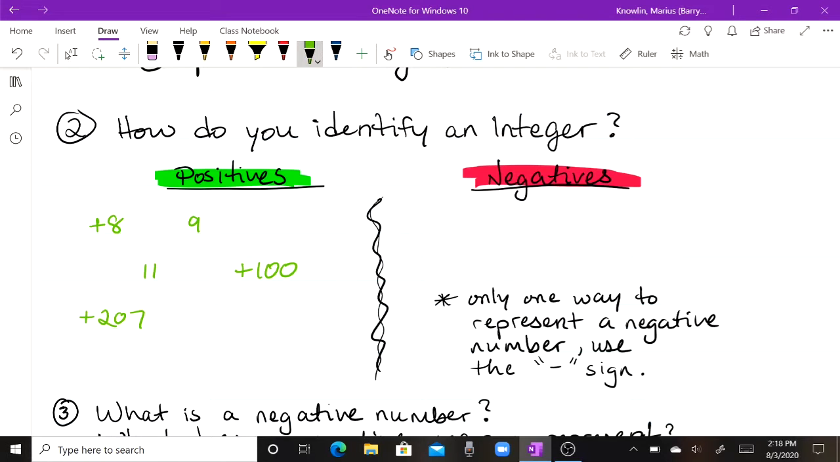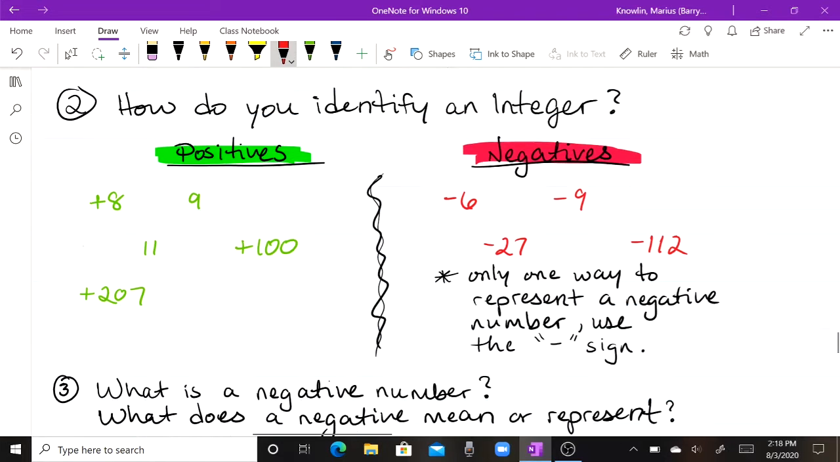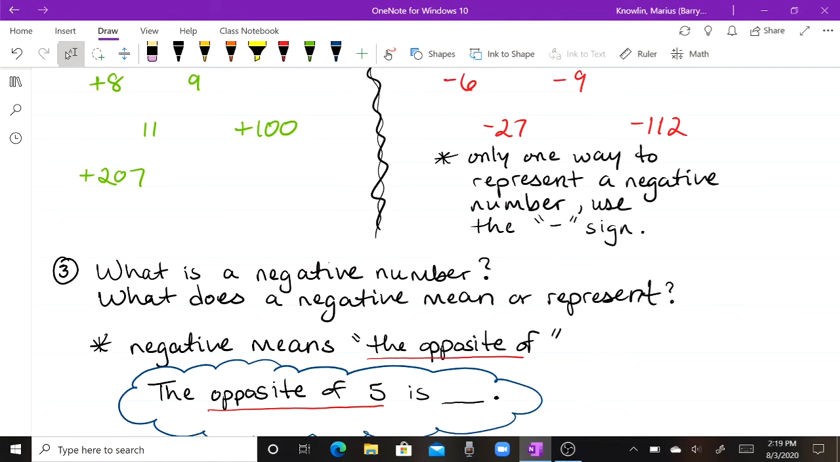Okay, so what about negative numbers? Well, you already see the little note here. It says there's only one way to represent a negative number, and that's with a minus sign in front of it. So -6, -9, -27, okay, -112. All right, so a number that is negative will only and always have a minus sign. So if you say something's negative, you put a minus sign in front of that term, that number.